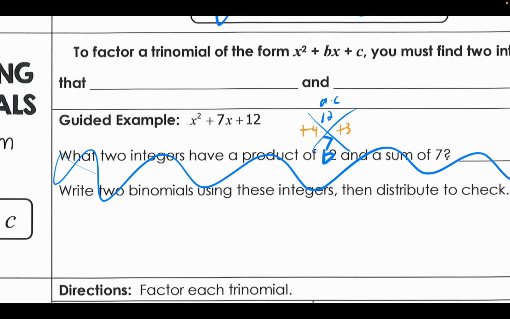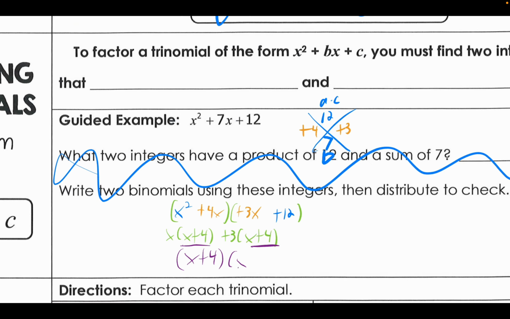And so then we keep the first the same, so that'd be x squared, keep the last the same, plus 12. And you rewrite your middle by splitting it into plus 4x and plus 3x. And now we group the first two and the last two. The first two have a GCF of x, leaving you x plus 4. The last two have a GCF of positive 3, leaving you x plus 4. And so the x plus 4s are the same, so that's one of our factors or parentheses, and the other factor or parentheses x plus 3. And that'd be our answer.